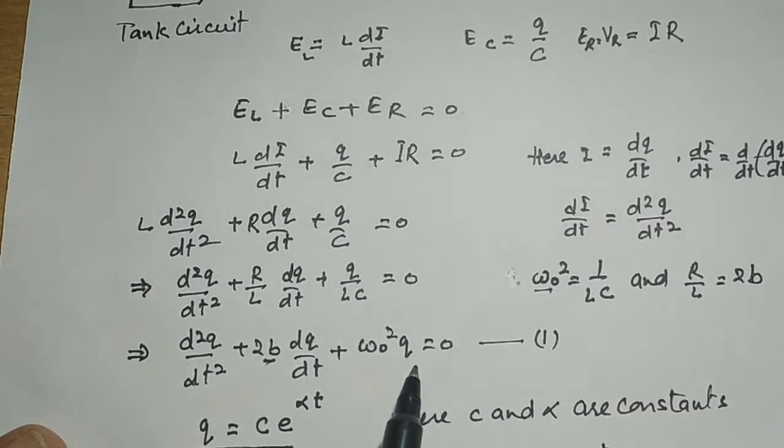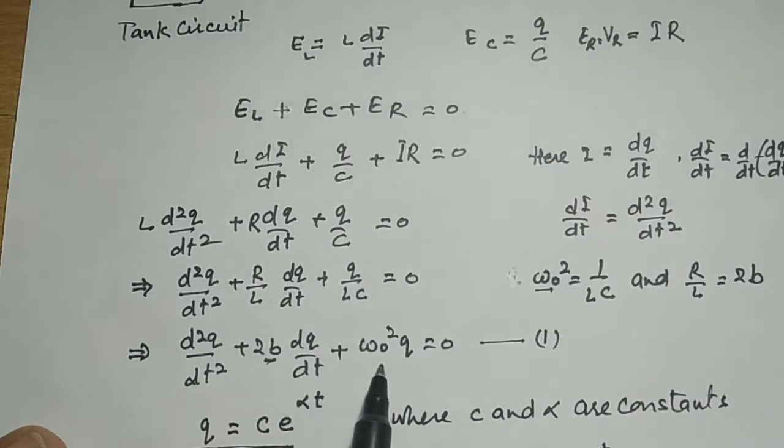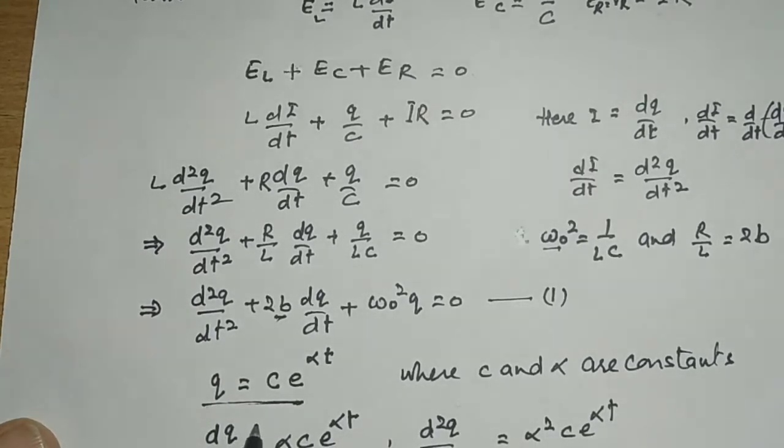This is a linear equation, and any combination of different solutions of this equation may be there, and the sum of all those solutions will also be a solution of this equation. That is due to the property of linearity of the solutions. And because it is a linear differential equation, we expect that its solution will be of this kind: q is equal to c e to the power alpha t, where c and alpha are constants, and we can find the values of these later on.